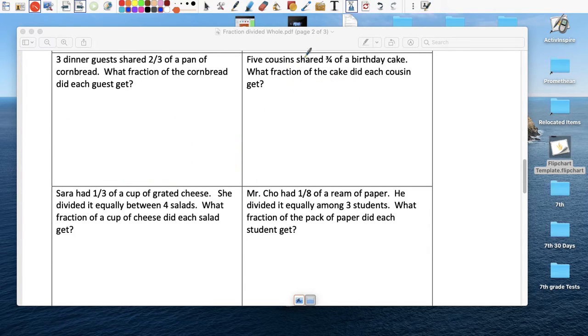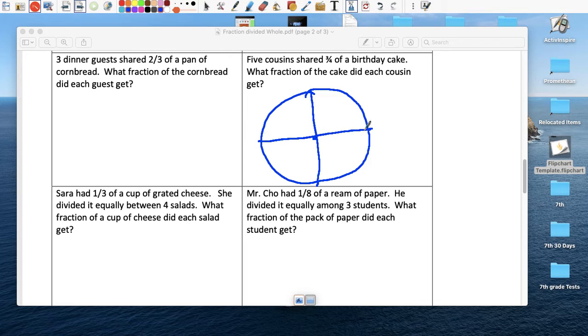Number 10, 5 cousins shared a birthday cake. Here is a birthday cake. And it's 3/4. So let's highlight 3/4. And we're going to share this with 5 people. All right, so A, B, C, D, E, right?